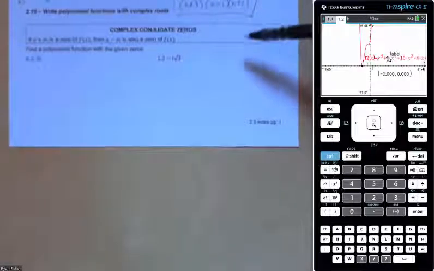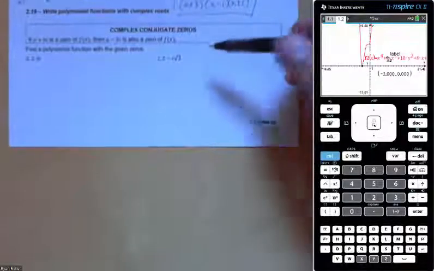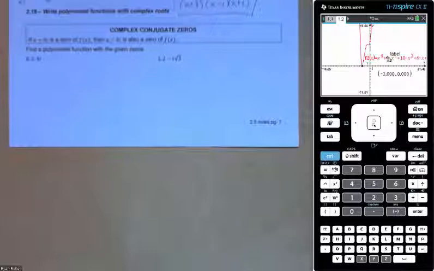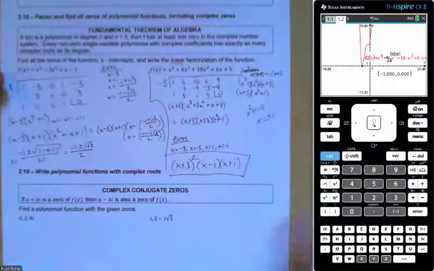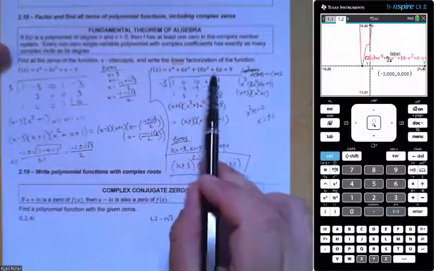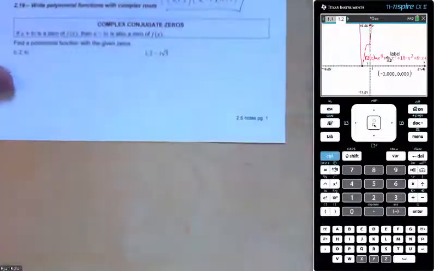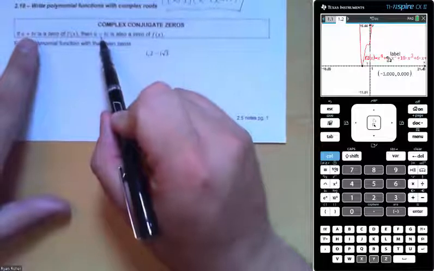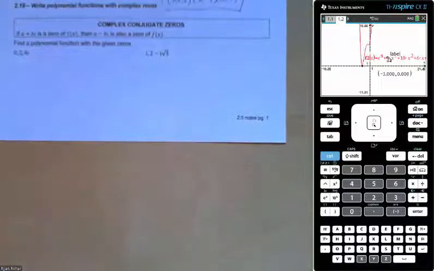An interesting consequence of this fundamental theorem of algebra is that if your polynomial has only real coefficients, meaning the numbers in front of the x's are all real numbers, they're not complex numbers, they don't have i's in them, then something about the solutions is really interesting. If a complex number is a solution or a zero of the function, then its conjugate, meaning flip the sign between the real and the imaginary parts, is also a zero. So you kind of find zeros for free if your polynomial has complex roots.